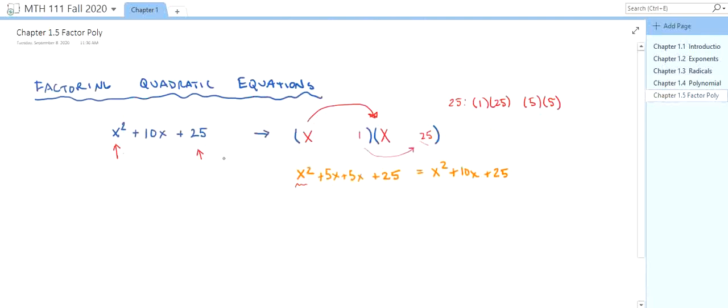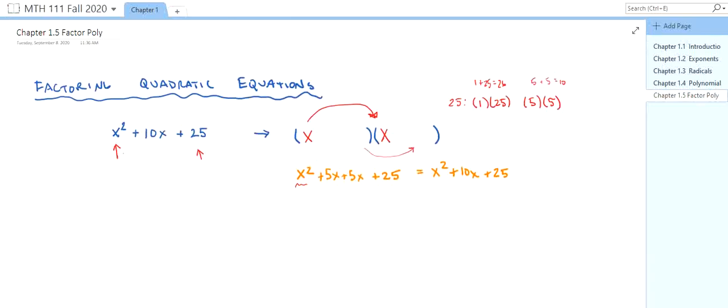So thinking along those lines, with an equation like this where we don't have any coefficient in front of the x squared, we can see that the two factors for our 25 must add together to create 10x. Well, if I take 1 plus 25, I get 26. That's not 10. But if I take 5 plus 5, I get 10. So that will actually work for us.